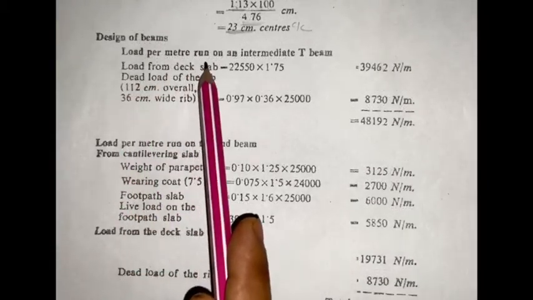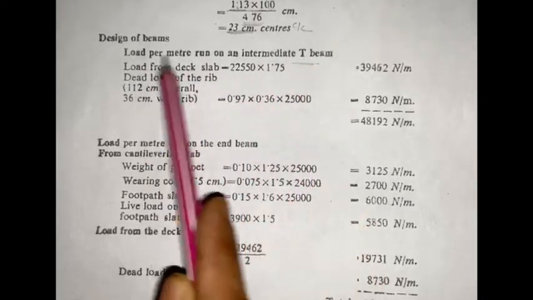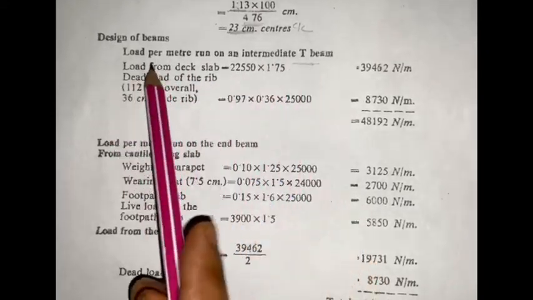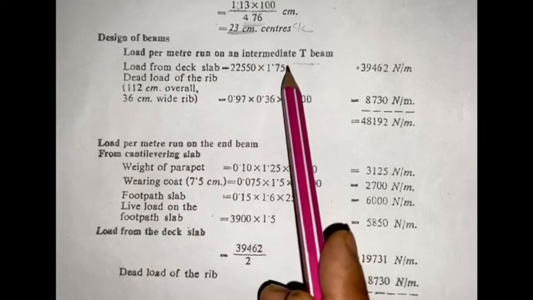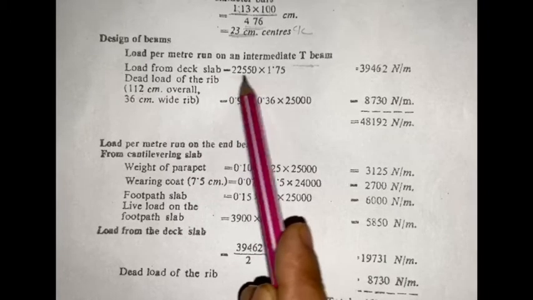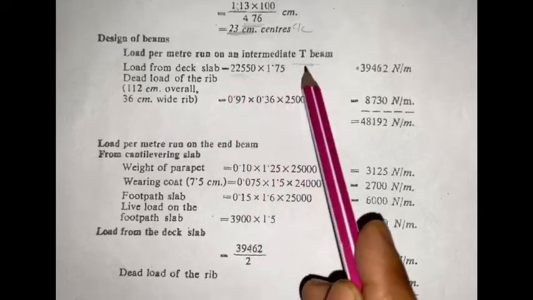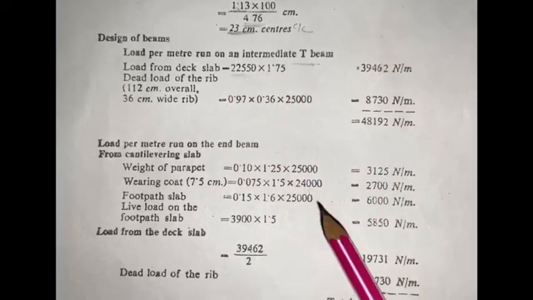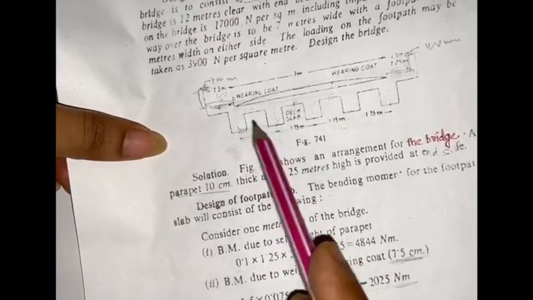So load per meter run on intermediate T beam. T beam पे कितना लोड आएगा वो हमें निकालना है. तो लोड फ्रॉम डेक स्लैब की वजह से जो लोड आएगा टी बीम पे वो काउंट करेंगे. तो ये लोड आ रहा है इंटू 1.75. This is the spacing between the T beam. Earlier told you that this is the spacing.